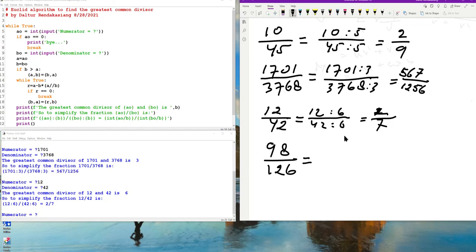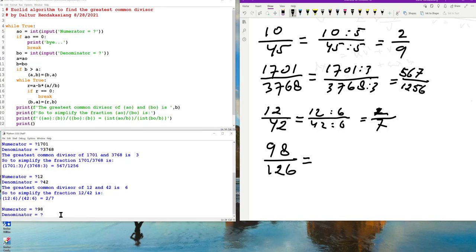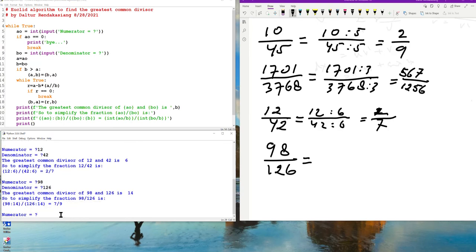Okay, how about 98 over 126? The greatest common divisor is 14. So we divide 98 by 14, and also 126 by 14, so the result is 7 over 9. That's the Euclid algorithm in Python.